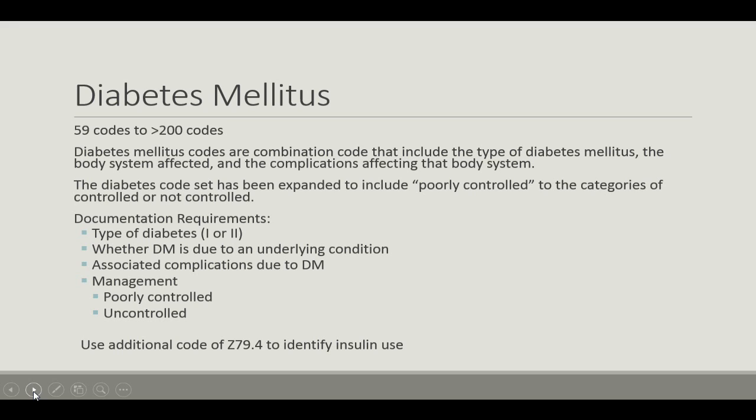ICD-9 features 59 codes for diabetes. ICD-10 has expanded to over 200. This sounds overwhelming, but much of this we've already reviewed, and now you know it's something you can handle because you're probably already documenting it. Things like what type of diabetes, whether or not there's an underlying condition that makes it a secondary diabetic. Are there any associated complications due to the diabetes? And the use of additional code to identify insulin use.